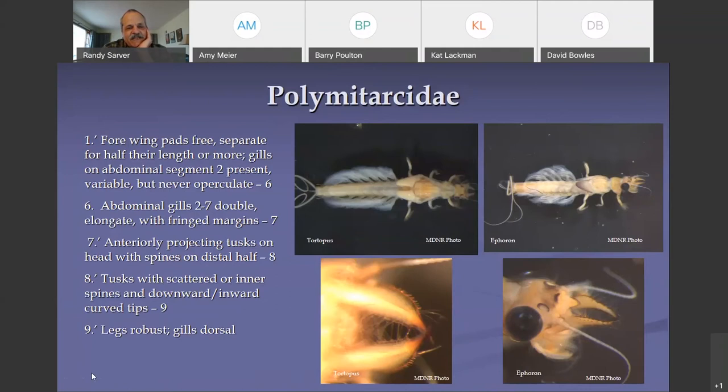And it comes down to, once you get to 8 prime, or the 8th couplet, tusk with scattered or inner spines and downward or inward curved tips. You can tell from the bottom right photo, if you're looking at these tusks laterally, that they do have a different shape to them. Like I said with the first one, in Ephemeroptera they were curved upwards. These are curved inwards and sort of down. And then where are the spines? I'm still saying 10x magnification can probably get you to the family level. But like I've said before, I don't think you can do this with live critters. I don't think most of these are gonna be very cooperative for you to see the characteristics you need to identify at a family level. Next, please.